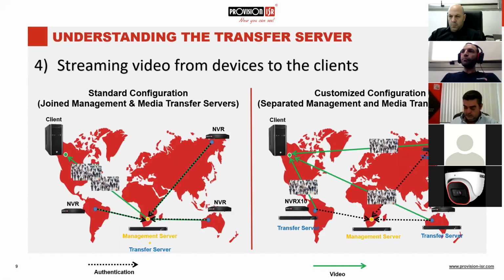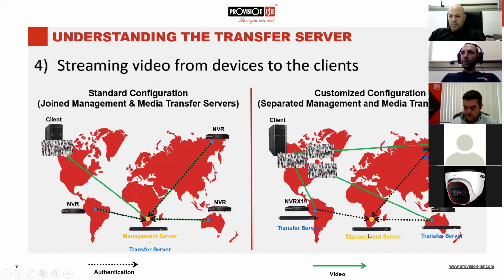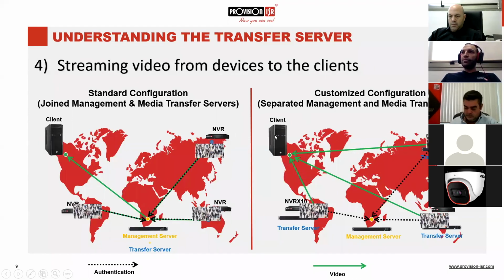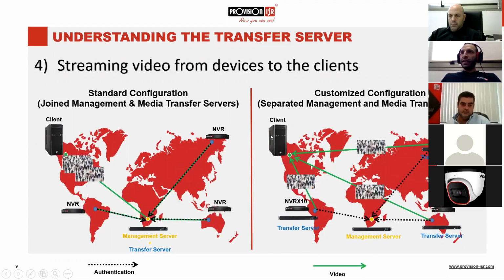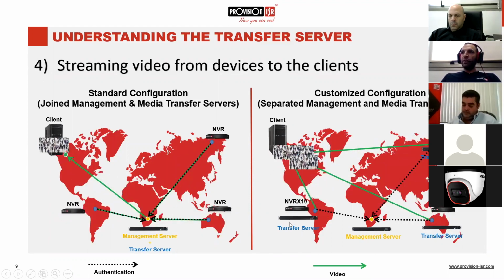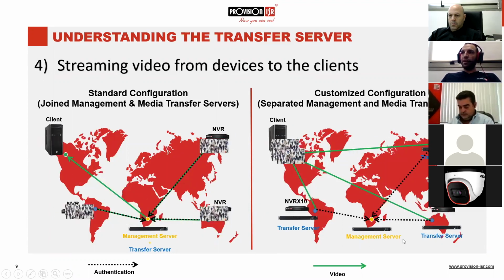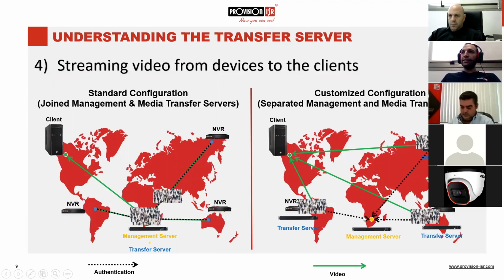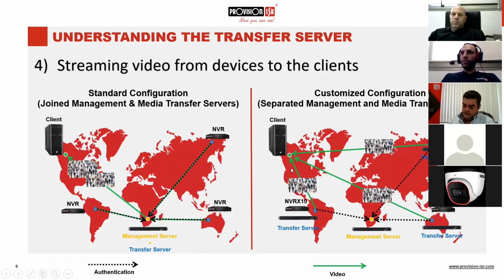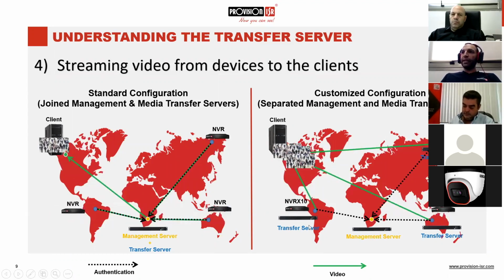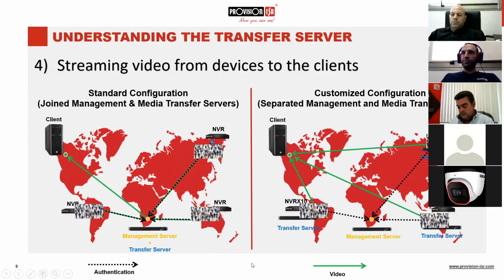Okay? The management server is still in the picture, but only for authentication. The line that you see here is only for authentication. What does authentication mean? It means that the client says, I want to get video from this NVR. So the management server must confirm that the client is authenticated or allowed to view this video, and only then it will tell the transfer server you're allowed to stream this video to the client.